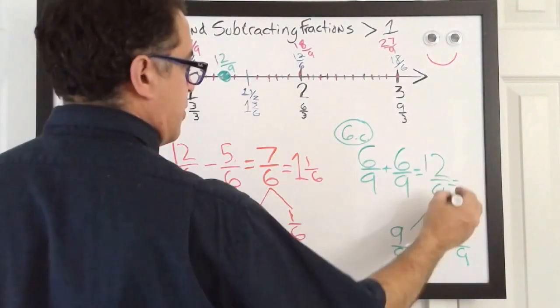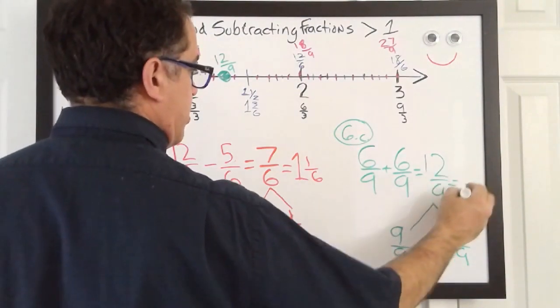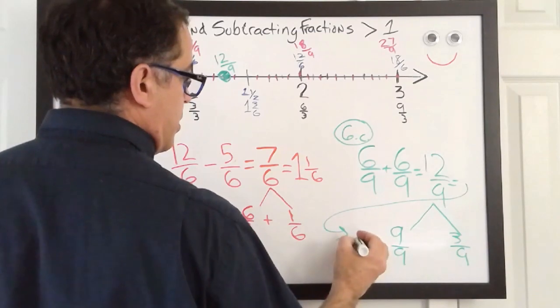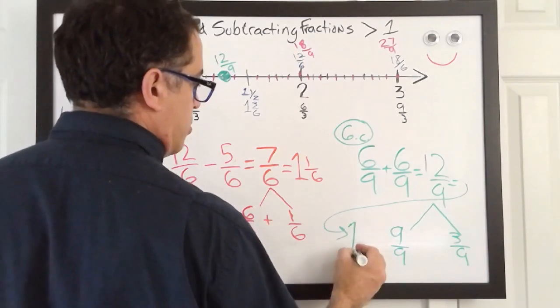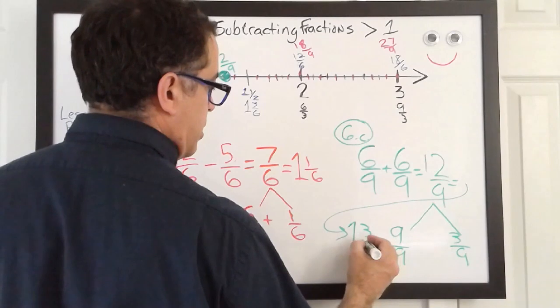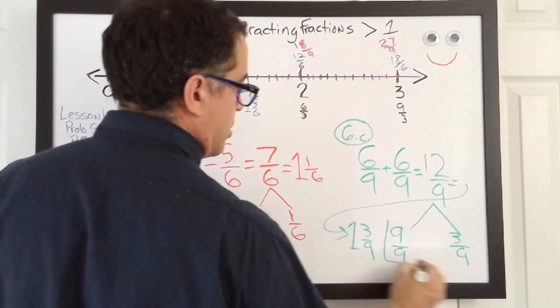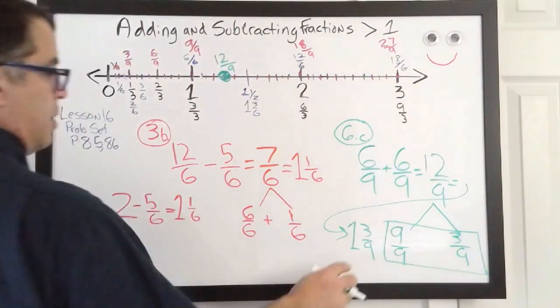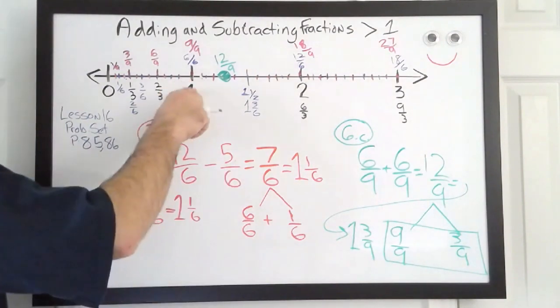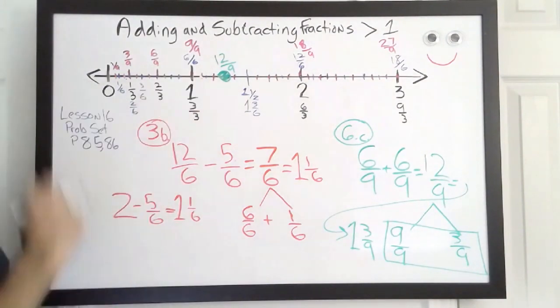So to simplify that, let me go ahead and put an arrow over here. That is going to equal one whole number and 3 ninths. Let me separate this. Okay, there's your answer. One whole number plus 3 more.